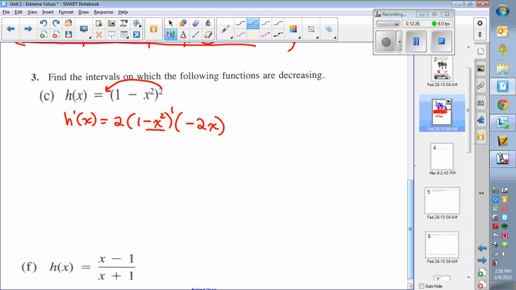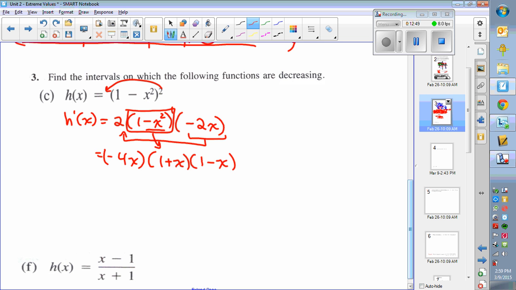I'm not going to fancy around too much with that, but I will take this -2x, multiply it by 2, so we'll get -4x. We'll put those together. But I will take 1 minus x squared. No self-respecting mathematician would leave that the way it is. That's a difference of squares: 1 plus x and 1 minus x. So there's my 3 terms that multiply to give the derivative.